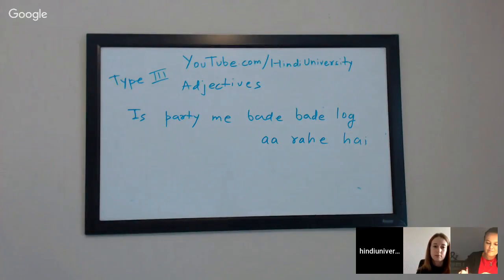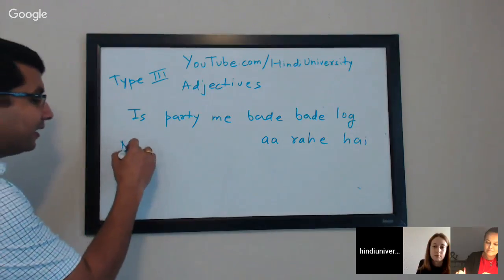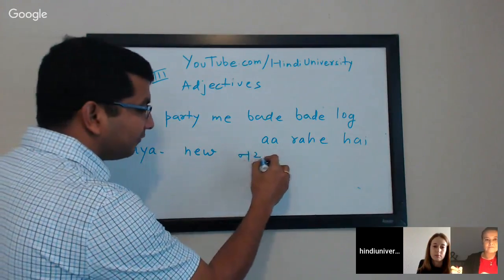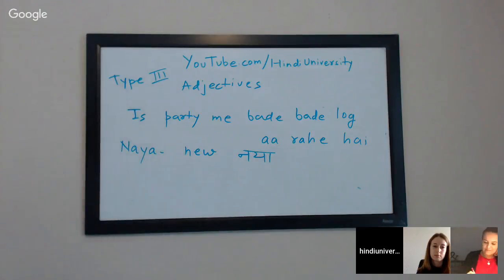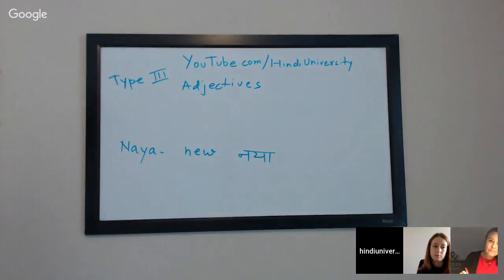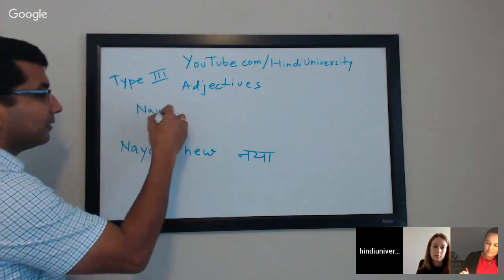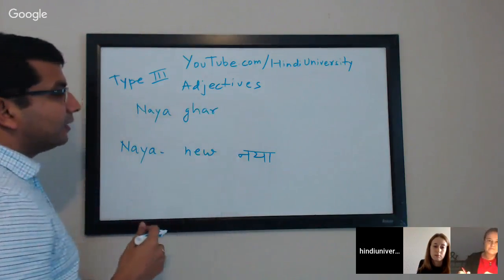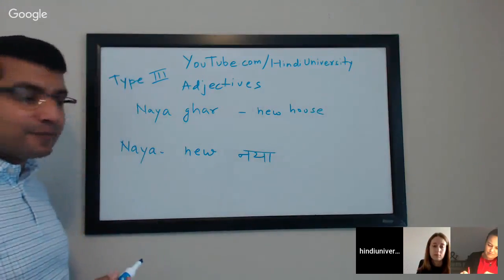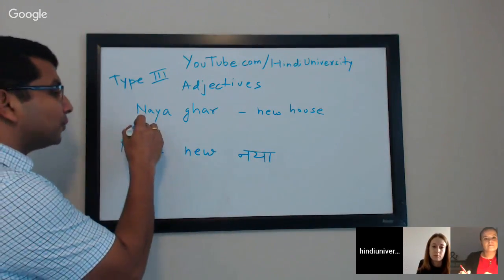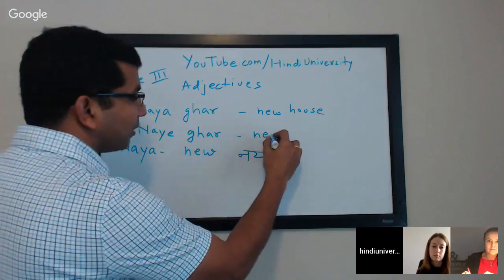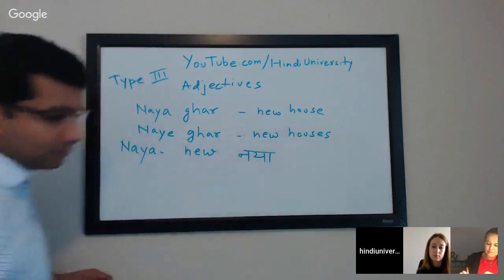Another one would be naya. Naya is new. The way you write it is with a na and a ya, naya. Depending on how you're using it, you want to say naya ghar, it's new house. Naya office is new office. If you want to say it in the plural, you will say naye ghar, like new houses, in that plural sense.